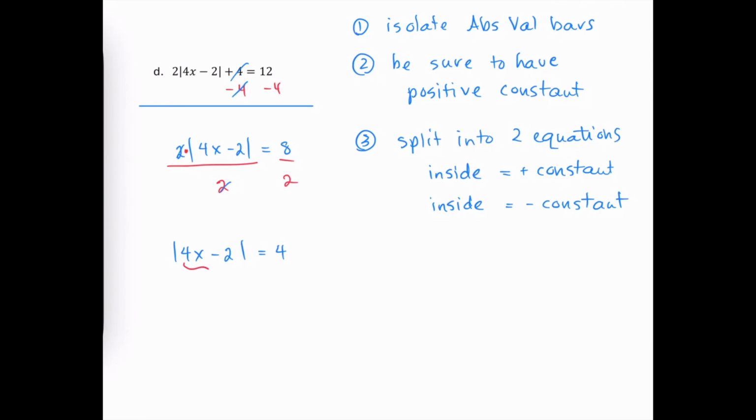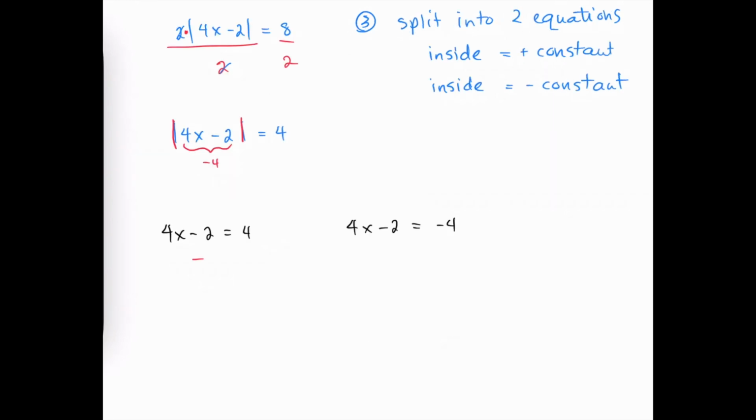So again, to say what's inside here could turn out to be a positive 4, so we create an equation from that possibility. But what's inside these absolute value bars could turn out to be a negative 4, and the absolute value of negative 4 is also positive 4. So what's inside could also be negative 4. So now we solve each of these individually.